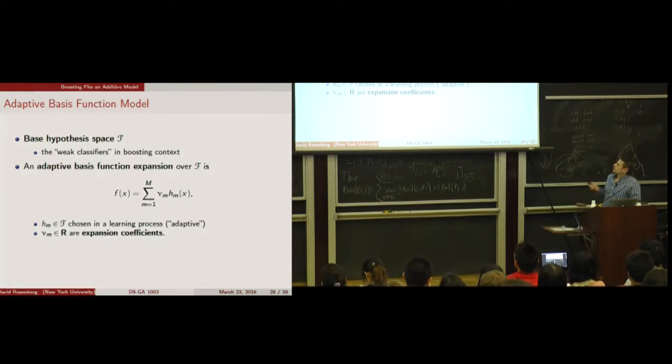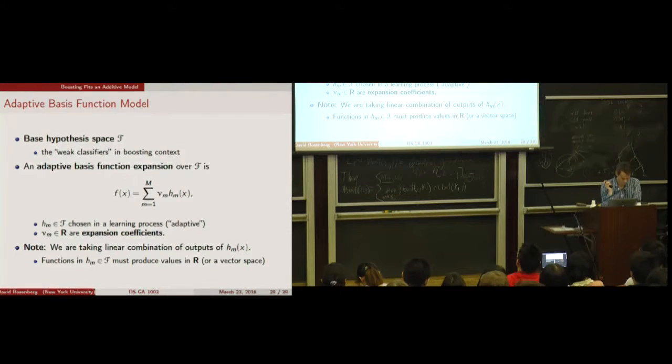So an adaptive basis function expansion over the set F is this linear combination where the HMs are our basis functions, and they come from F, and the VMs are what we can call expansion coefficients, because basis expansion. And the key is that we want these HMs to be chosen adaptively from a hypothesis space. Adaptively means based on the training data. So it's a pretty flexible type of model.